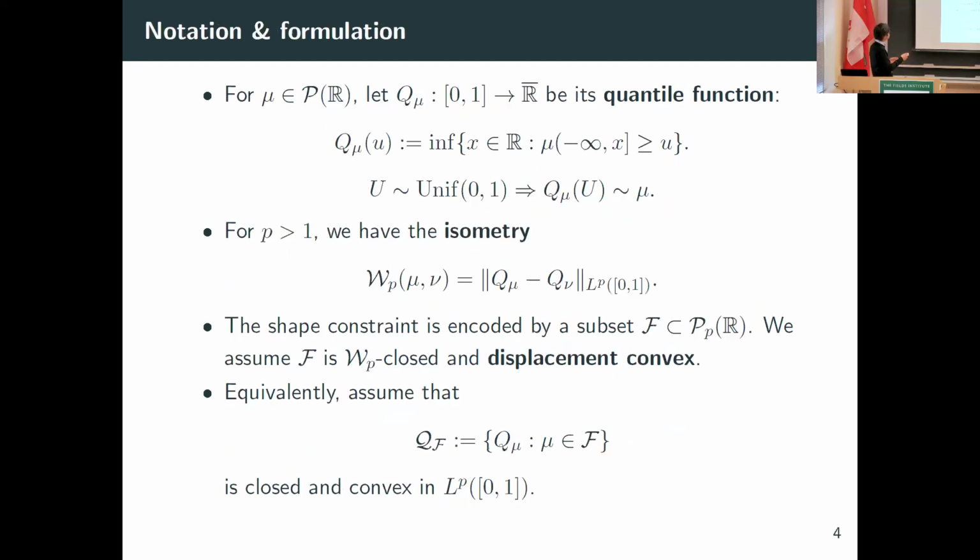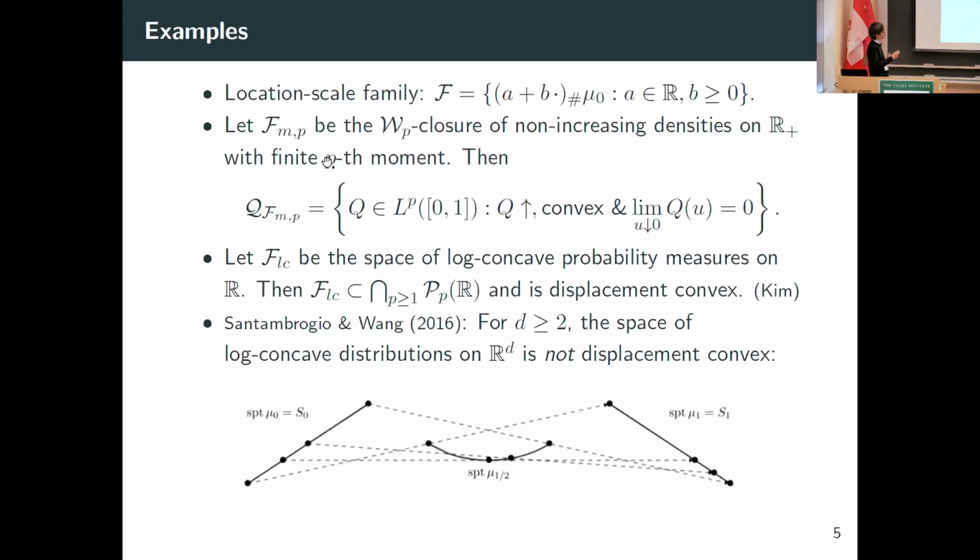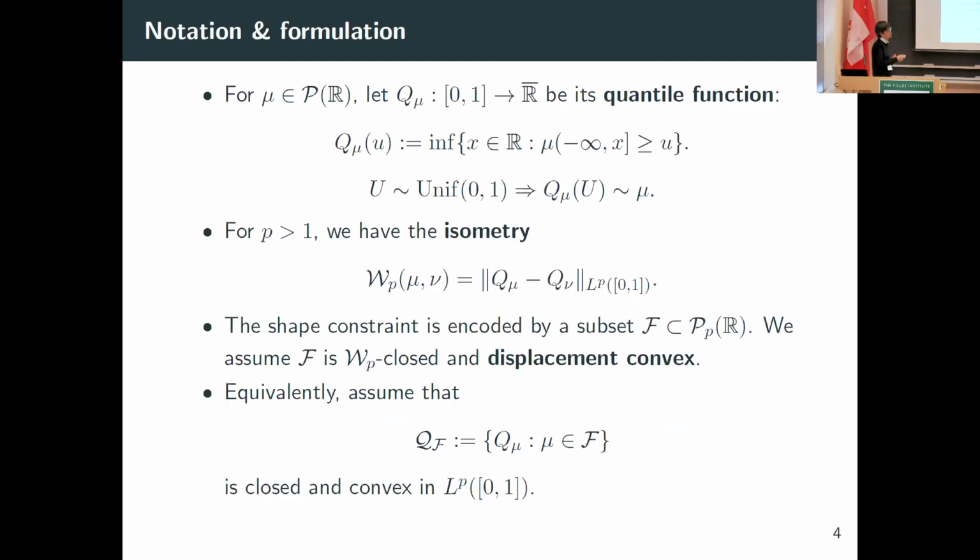Good. So here is the notation and the formulation. This is very standard. Because we are working in one dimension, we can consider for each distribution its quantile function. So this is the quantile function, which is a non-decreasing function from the unit interval to, let's say, the extended real line. Whether we use the left or right continuous versions, that doesn't matter.